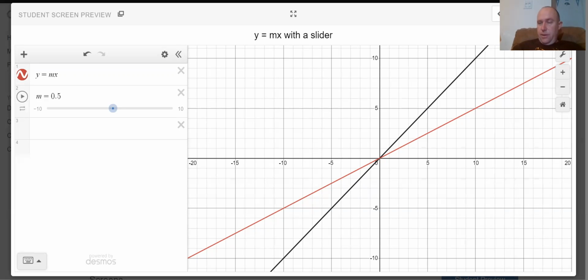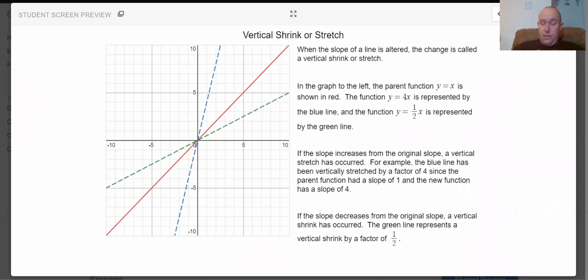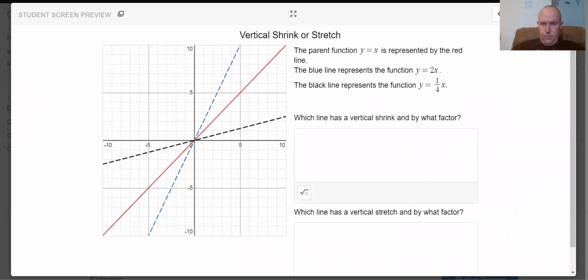So that's what actually is going on with our transformations for this one. Vertical stretches and vertical shrinks when we put our number in front of the x. So for a line y equals 2x, that would be a vertical stretch, scale factor 2. And for the quarter x, that would be squashed, and it'd be a quarter of the original value.